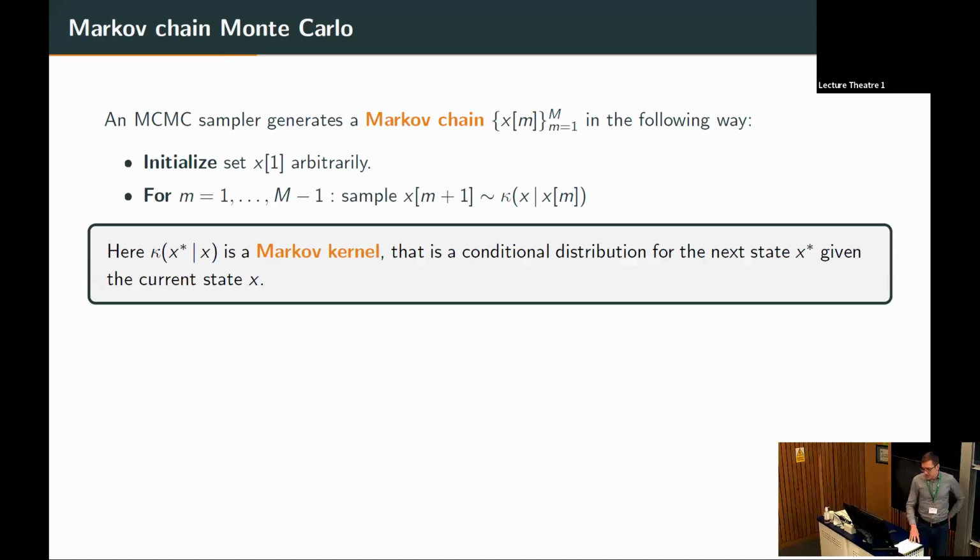And more specifically, you can think about an MCMC algorithm as generating a stochastic process, or more specifically, a Markov chain or Markovian stochastic process, according to the following step. We set the initial state of this Markov chain arbitrarily. And then we have a loop where at each iteration, we draw a new value for this stochastic process, the Markov chain, by simulating from some Markov kernel, which I denote by kappa here. So this Markov kernel is just a conditional distribution over the next state conditionally on the current state.